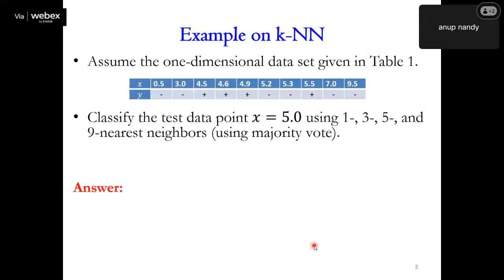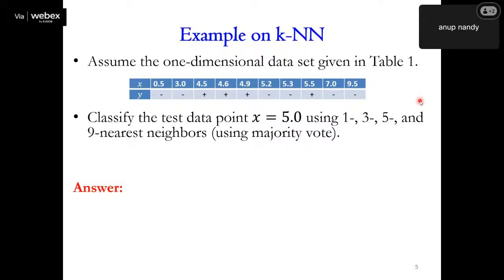Now we'll solve this problem. Classify. Suppose this data is given. You have a one-dimensional data set in table 1. For each point, the class label is given. How many points do you have? 1, 2, 3, 4, 5, 6, 7, 8, 9, 10. There are 10 points, and you have these two classes, the positive class and the negative class, and each point has a label.